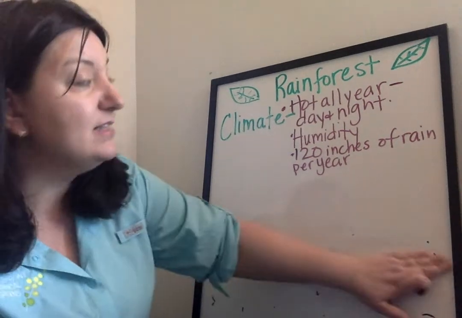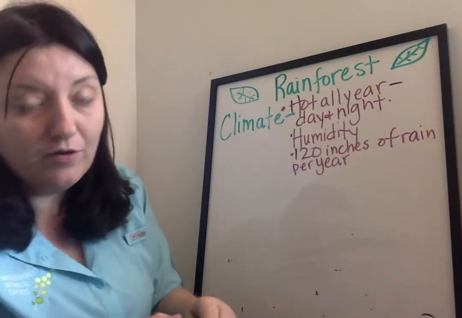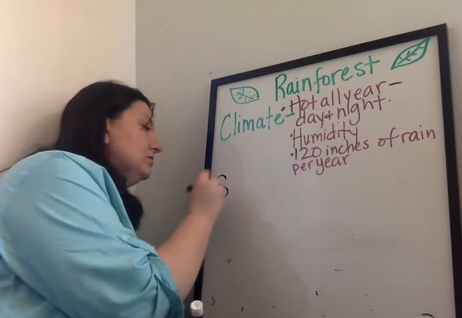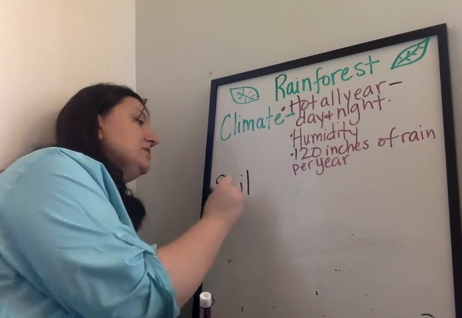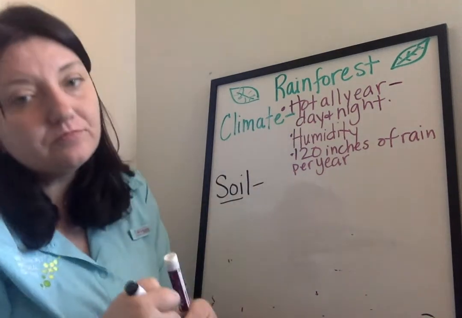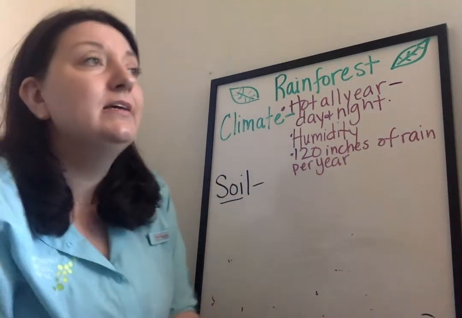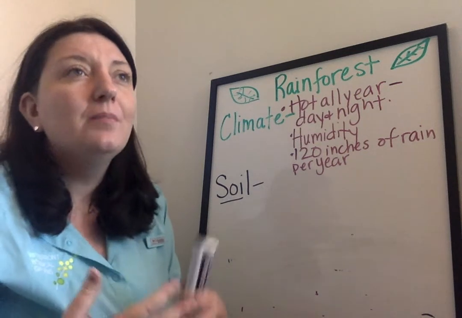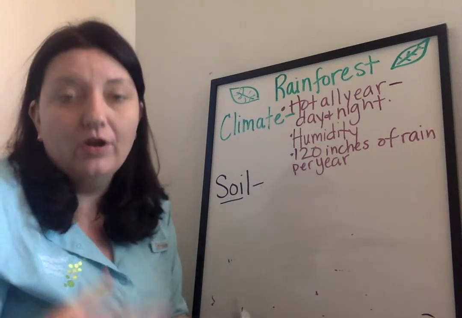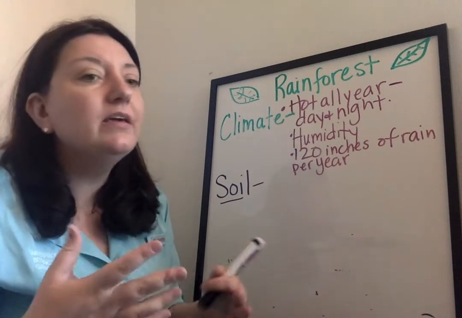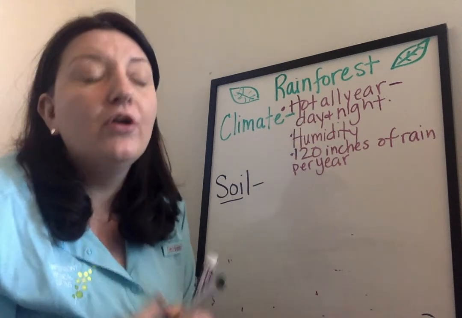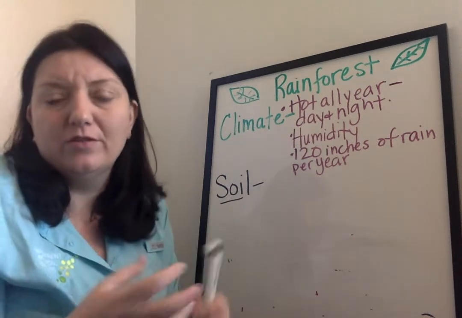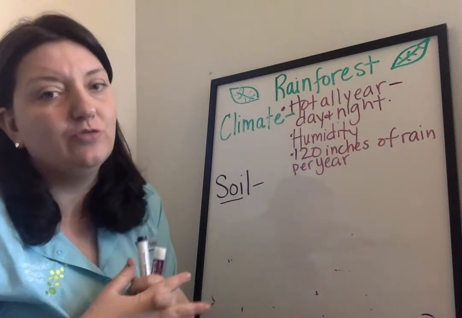Now, something that gets kind of confusing for a lot of kids and adults too is the soil in a rainforest. When you think about it, there are lots of trees and lots of different plants that grow there. So in your mind, you imagine, golly, there are so many plants that grow there, there must be really good soil in the rainforest. And that's actually not that true.